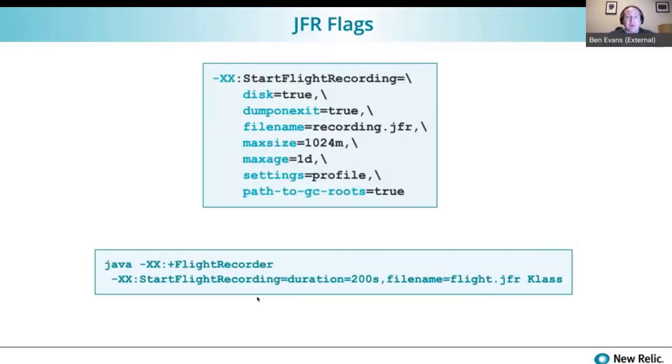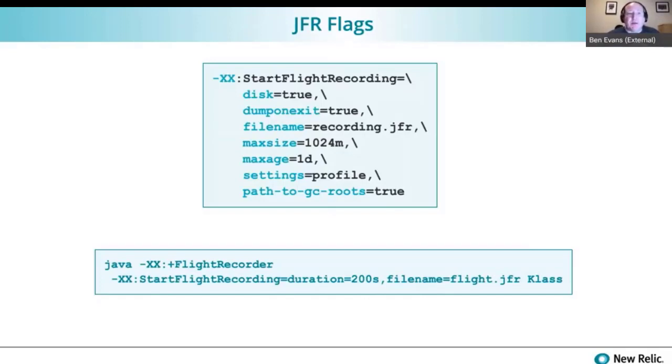So we have just this single flag that we're going to pass to the JVM at startup. It's a -XX flag, and it's got a whole bunch of options here. You can see that we're going to tell it to record to disk, and a maximum size. So how big a buffer of events would you like? Well, in this case, we're going to say a gig.